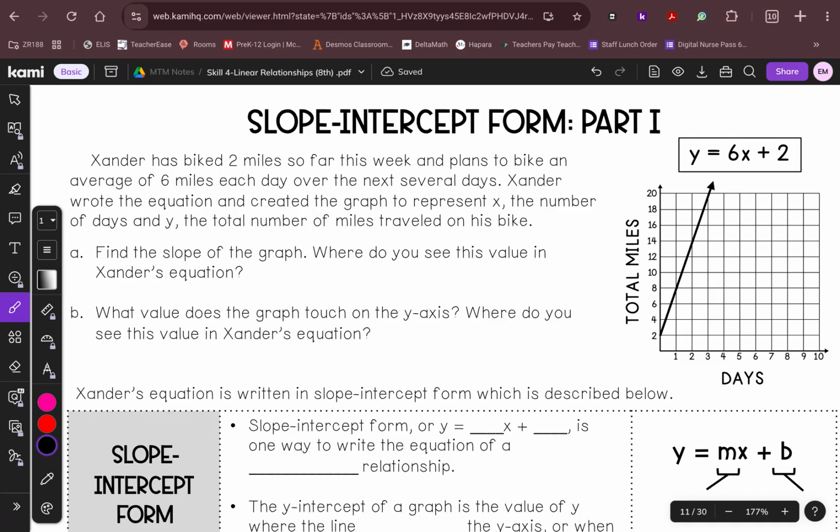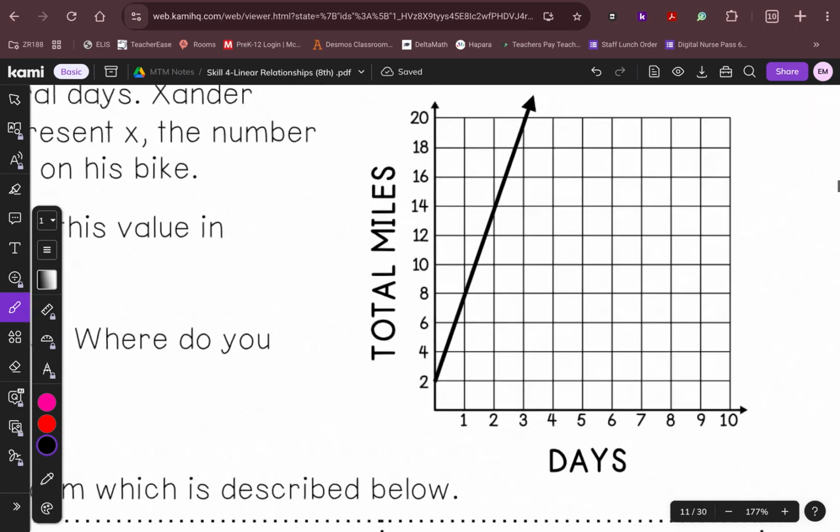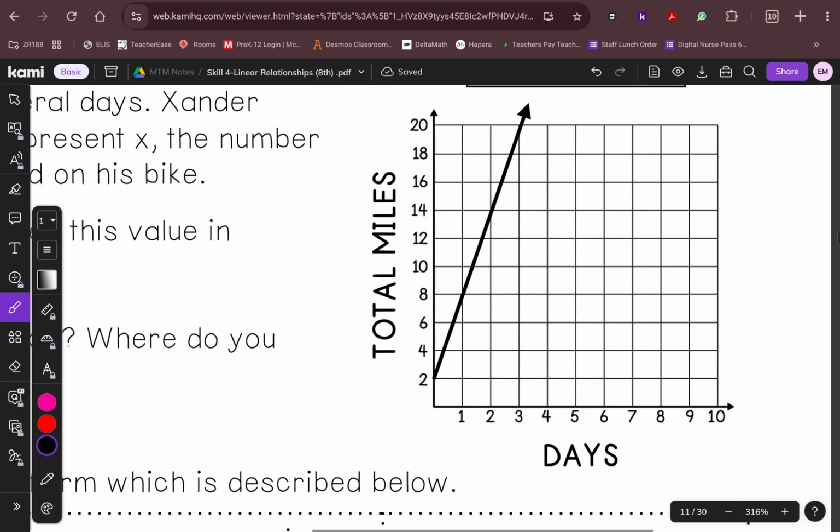Xander wrote the equation and created the graph to represent x, the number of days, and y, the total number of miles traveled on his bike. Okay, so we need to find the slope of the graph. To find the slope of a graph, we find the rise over run. We could also use the slope formula if we wanted to, but it's probably just going to be easier to take 2 points and then count the rise and run.